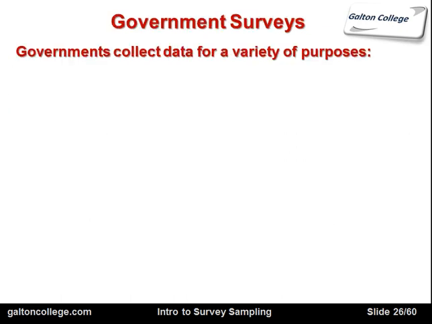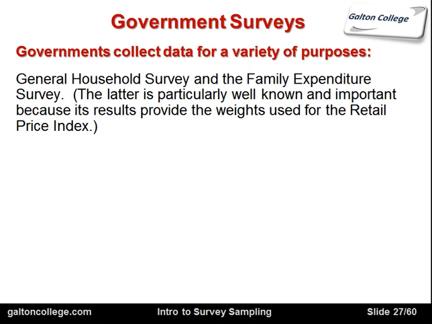There are also government surveys. The government collects data for a variety of purposes. The General Household Survey, for example, and the Family Expenditure Survey in the UK. These are particularly well known and important because the results provide weights used in the Retail Price Index.